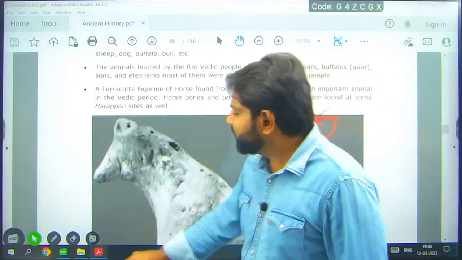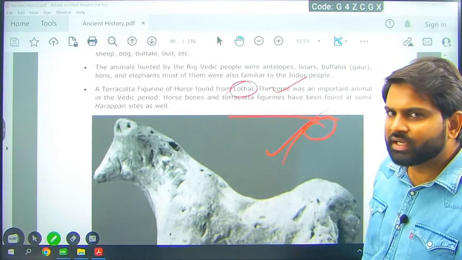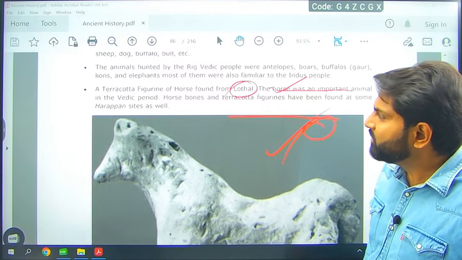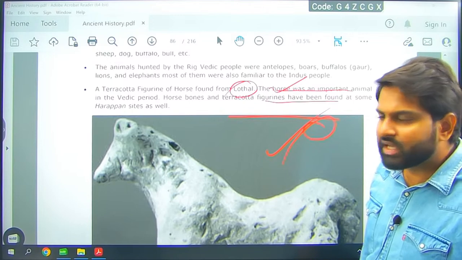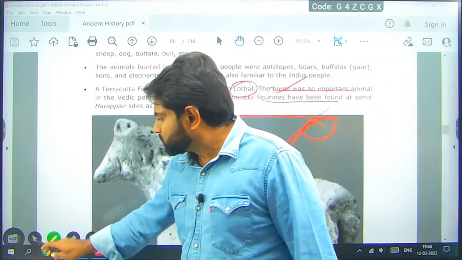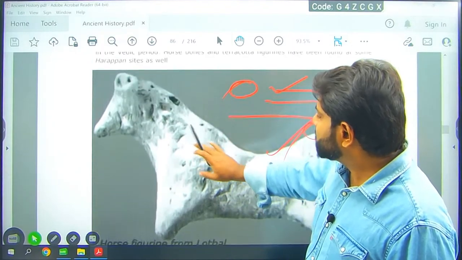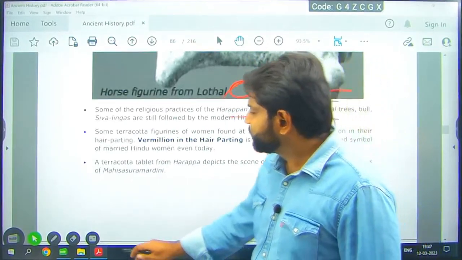Terracotta figurines of horses were found in Lothal, which was a coastal city of the Indus Valley civilization. The horse was an important animal in the Vedic period. Horse bones and terracotta figurines have been found at some of the Harappan sites as well. So, because of this horse figurine found in Lothal, there are similarities.